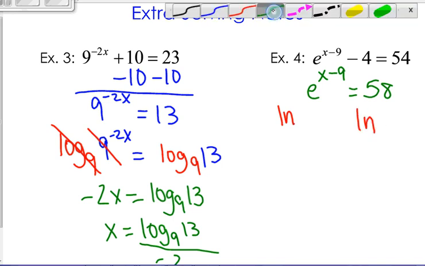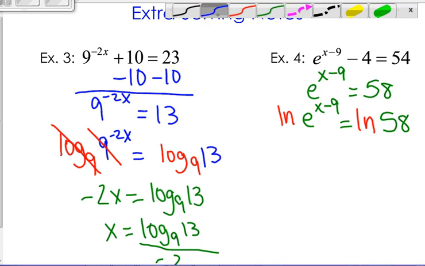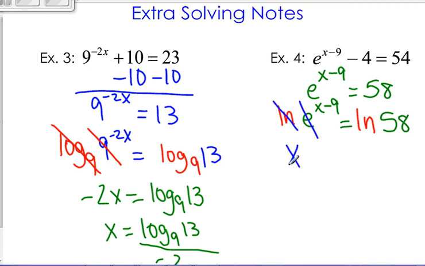And then I'm going to take that green and I'm going to put it right there next to my ln's. Again, they are not to the power of 2. So now the ln and the e cancel. We're left with x minus 9 equals ln of 58.